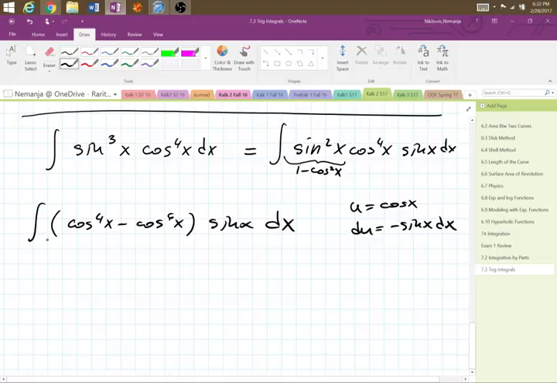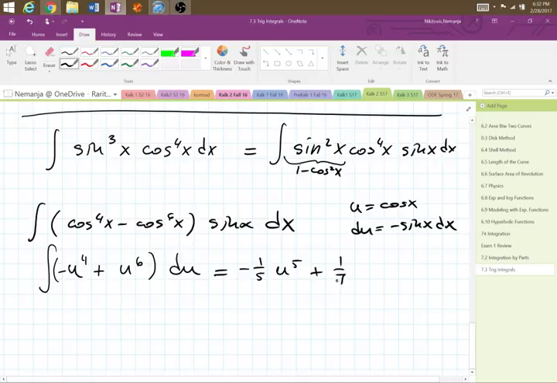So what do I need? I need a minus on the first one. So that's going to be negative u to the fourth plus u to the sixth du, which is negative 1/5 u to the 5 plus 1 over 7 u to the 7 plus c. And then we use negative 1/5 cosine 5x plus 1 over 7 cosine 7x plus c.